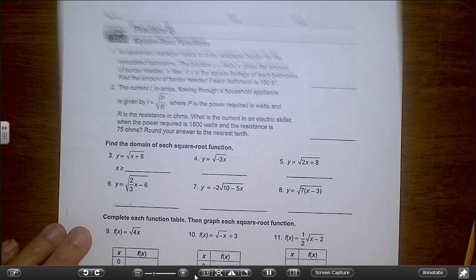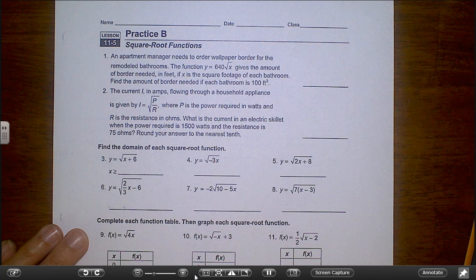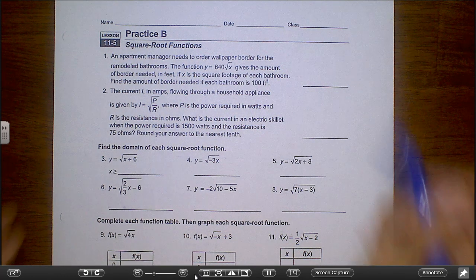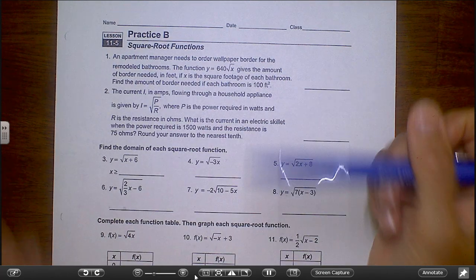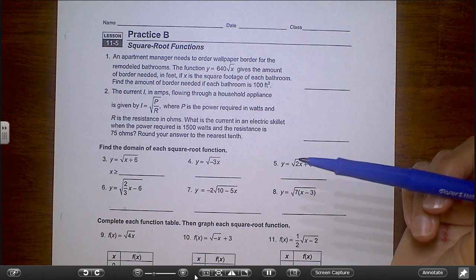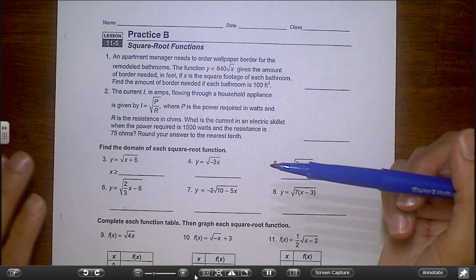All right, your homework. So your optional homework assignment is 11.5 practice B. And number 1 and 2, you're just substituting values, right?